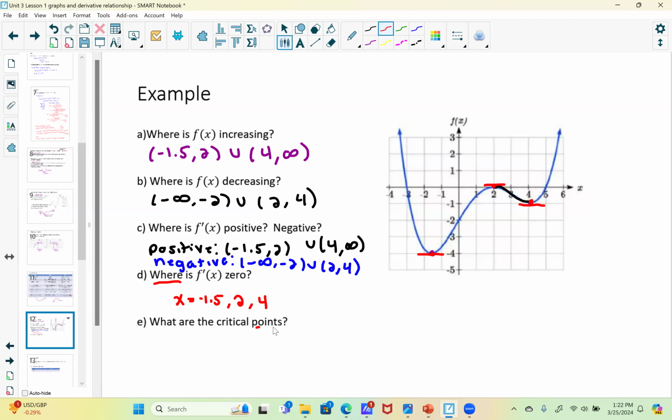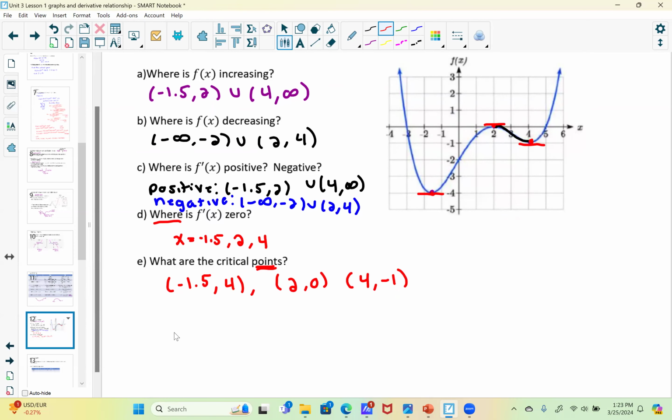And then it says, what are the critical points? Because it says point, I want to give the points. My critical points are at the max and min. So we have this point here, which is negative 1.5, 4. Then my next critical point would be here at 2, 0. And then my third critical point would be at this local min, which is at 4, negative 1.